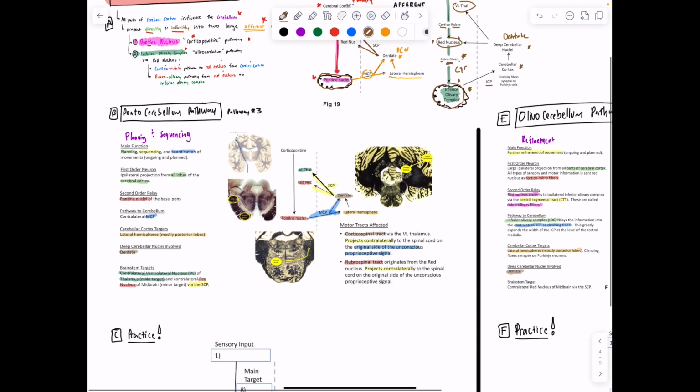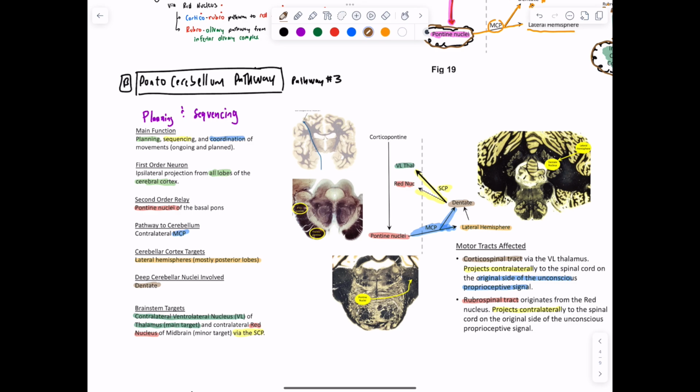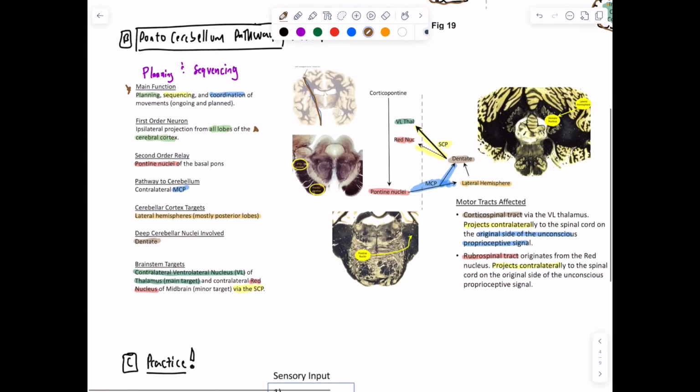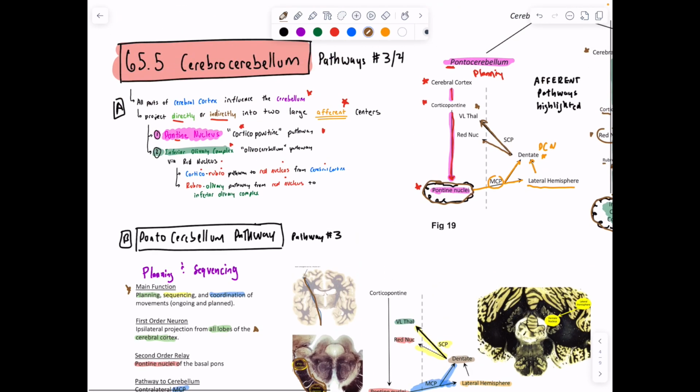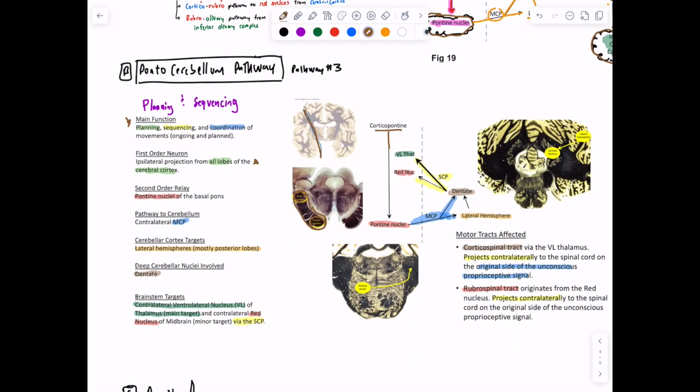All right, so starting with the first one, we already kind of talked about this, but pontocerebellum, what is this function? Planning, sequencing, coordination. All right, all lobes of the cerebral cortex will send down their axons via the cortical pontine. And so here you can see cerebral peduncle, not superior cerebellar peduncle. And then you can see we have pontine axons. So then you go to, that's this pathway right here, cortical pontine is the name of the pathway. And then you get to the pontine nuclei, which you can see here.